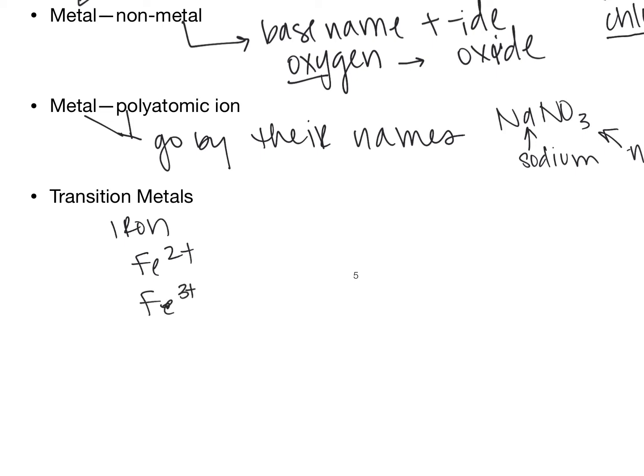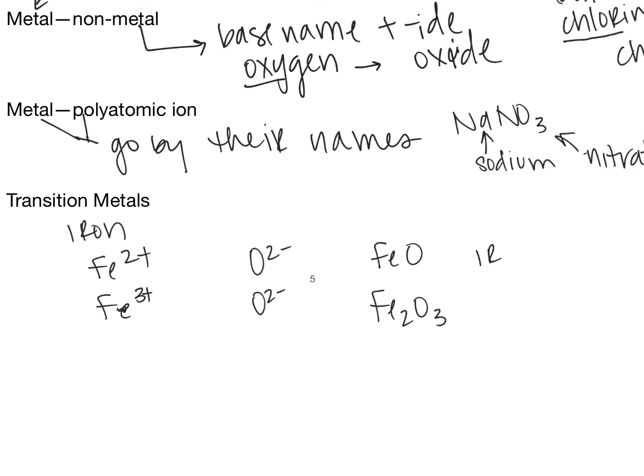So in this case, if we were to interact that with oxygen, with the oxide ion, so we have an O2 minus, we're going to get two different chemical formulas. We're going to get FeO and Fe2O3. So we need a way, because they both would be named iron oxide, to tell these apart because they have different properties.